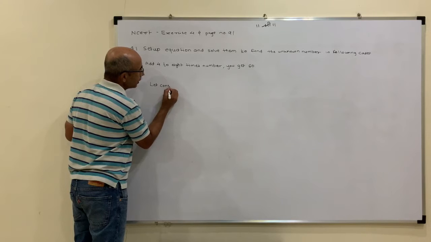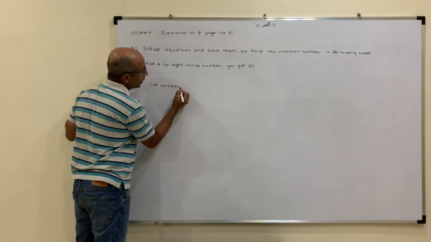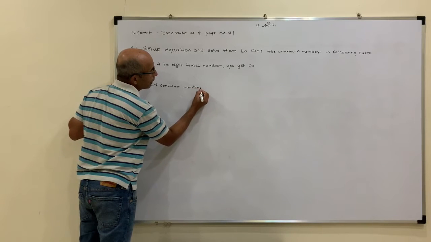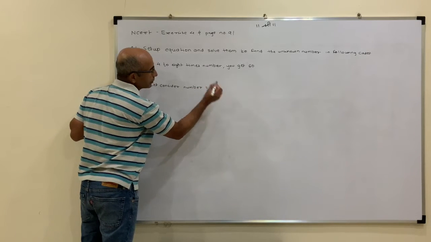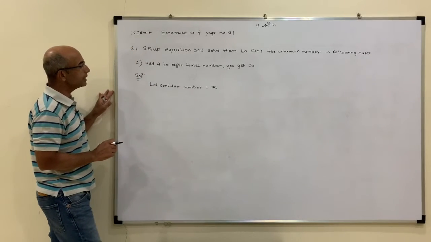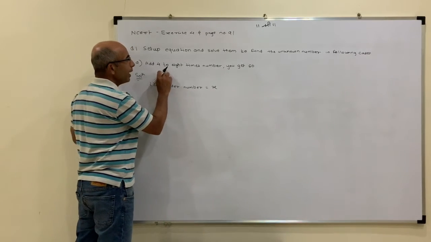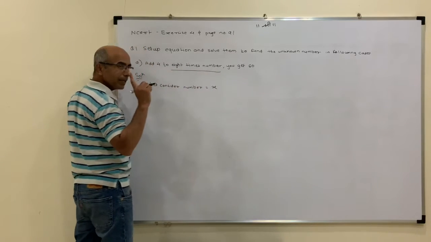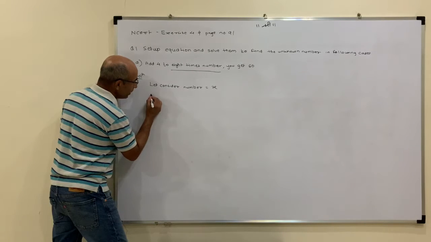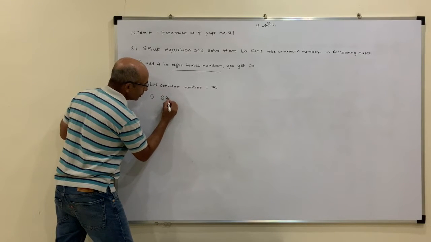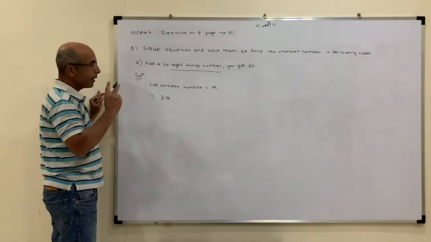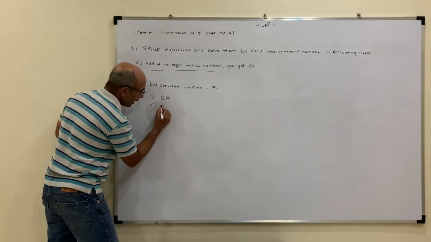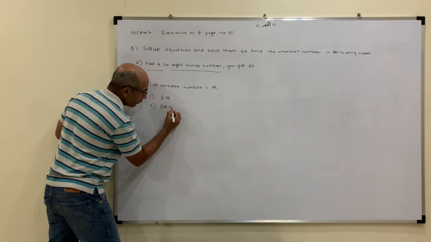Let's consider the number equals x. Now what they say, add 4 to 8 times the number. So the first step we need to understand is 8 times the number. So my first step, 8 times the number, is 8x. My second step, what it says, add 4. So 8x plus 4.